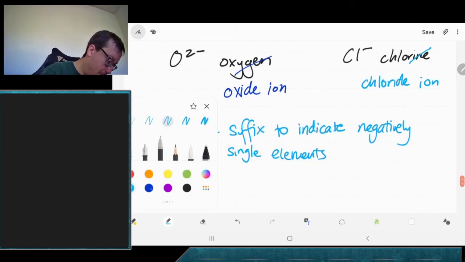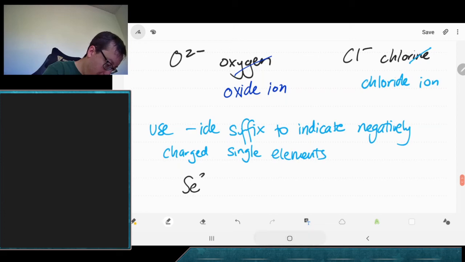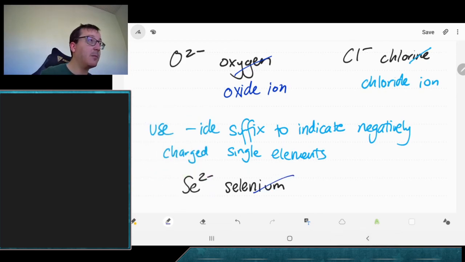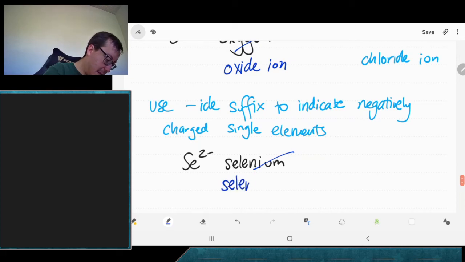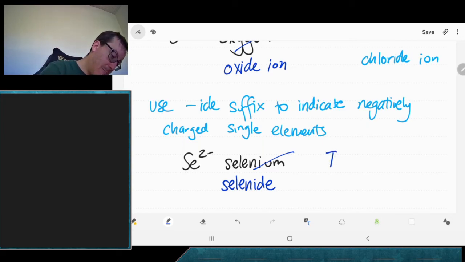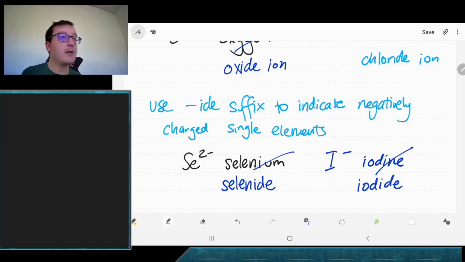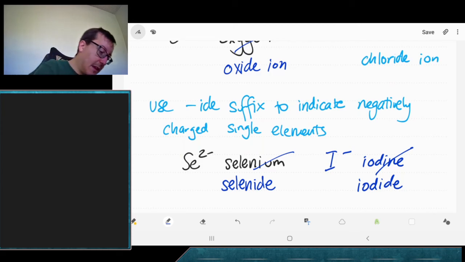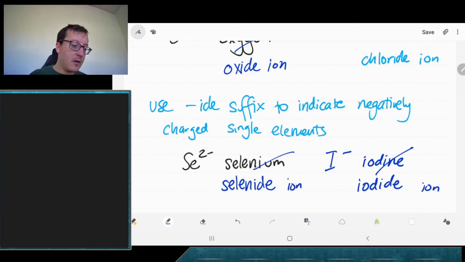Some more examples. We have selenium. Again, we are going to lose the last little bit here, and this becomes selenide. So we are changing the ending of our elements to become "ide." I minus, iodine, becomes iodide when it's negatively charged. All right, and so this is the selenide ion. I need to put the word ion there. And so we include these as part of it.